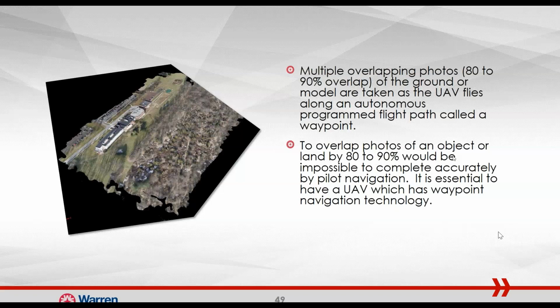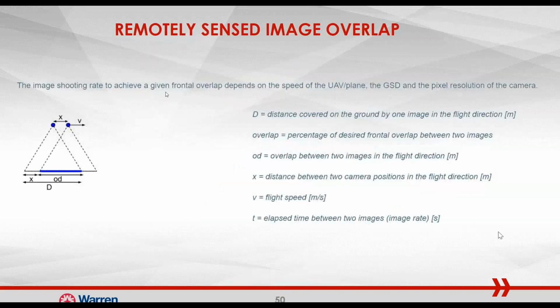To overlap photos of an object or land by 80 to 90% would be impossible to complete accurately by pilot navigation. So in other words, if I was flying this with remote control, you know, the 2 sticks on a drone, I would miss too much. So what we use is waypoint technology and autonomous pre-programmed mission routes. Another thing we'll learn in our program here in almost every course, but we'll very much concentrate on it in this course. So be aware of that.